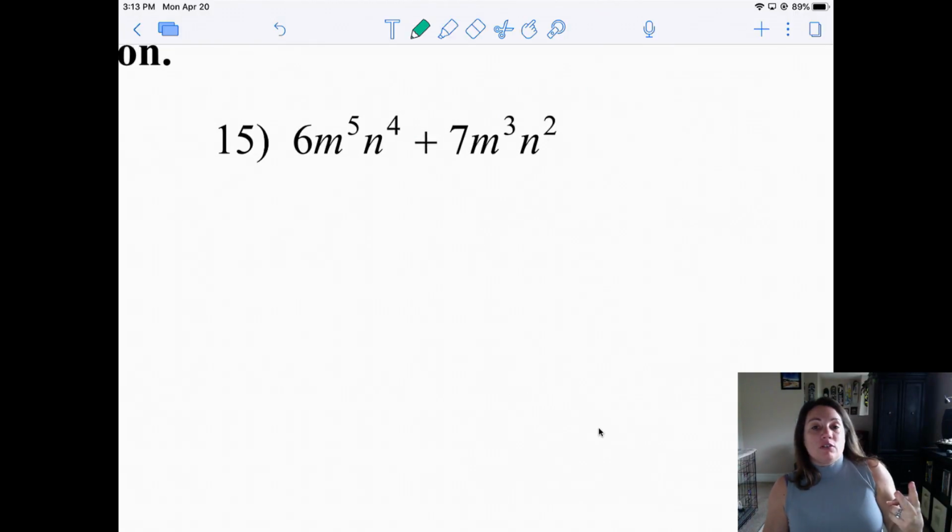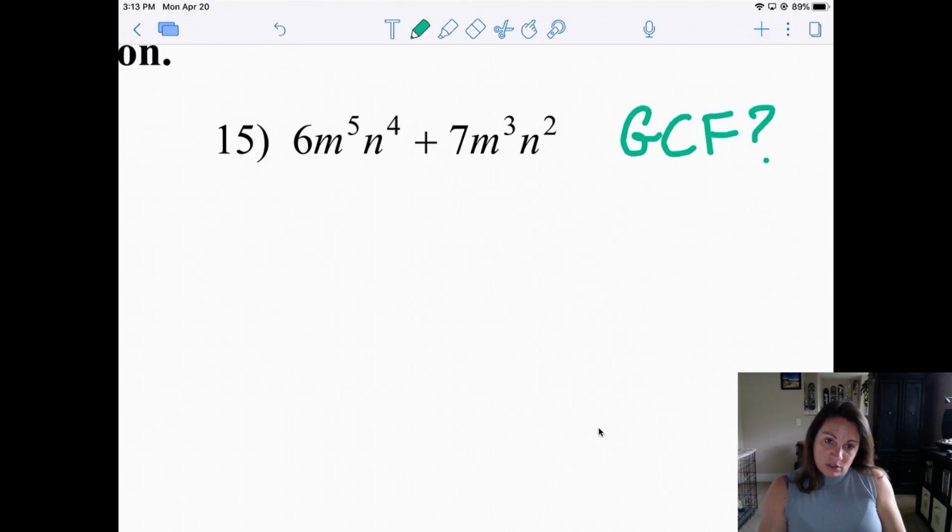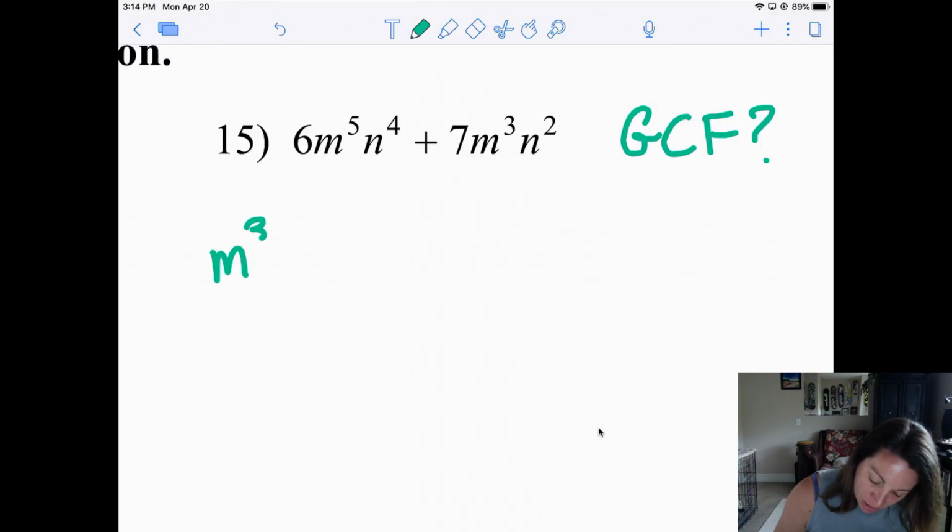So there's two terms here. I'm looking for a GCF, greatest common factor. 6 and 7 have no other common factors besides 1, and that doesn't really count as a bigger common factor. But now I've got to move on to the variable parts. The first term has 5 m's, and the second term has 3 m's. So when I look for the greatest common factor, I have to look for the most m's that they have in common. If one has 5 m's and the other one has 3 m's, then the most that they have in common is 3 m's. So that becomes part of my GCF, m cubed.